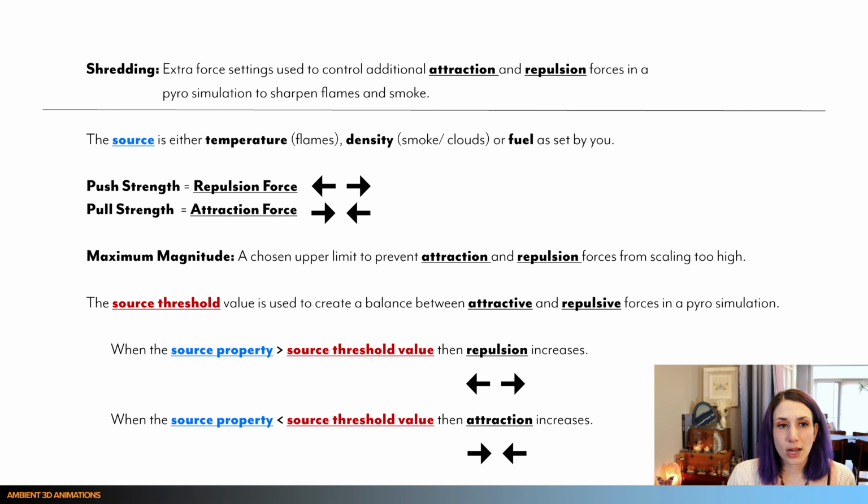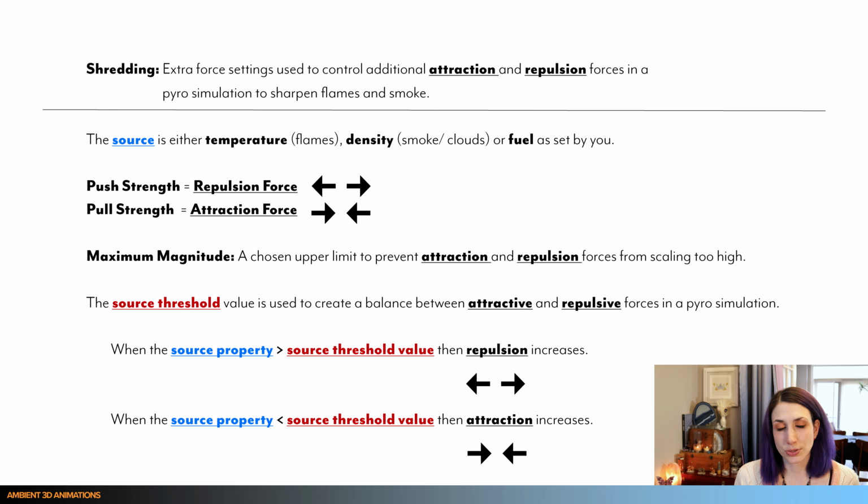We talked about how the push strength is the repulsion force, so the flames being pushed apart, or the density being pushed apart to disperse. You also have the pull strength, that's the attraction force, so that would pull those flames in closer. That's when we saw the fire become a little bit smaller because of those attraction forces when we increased that.